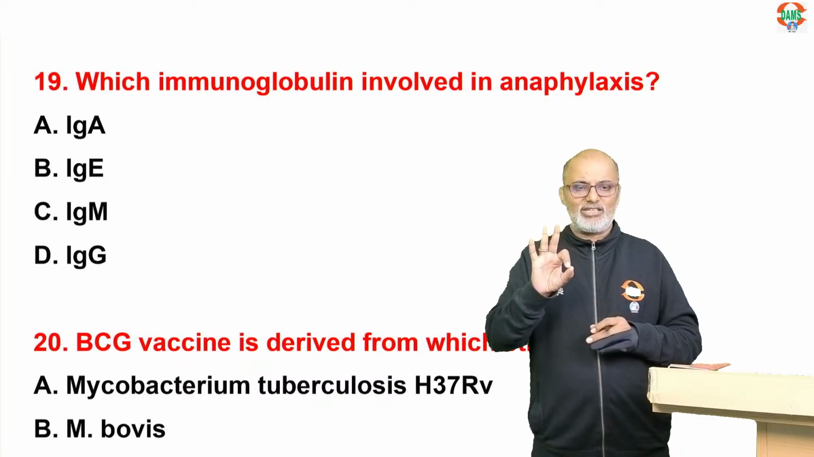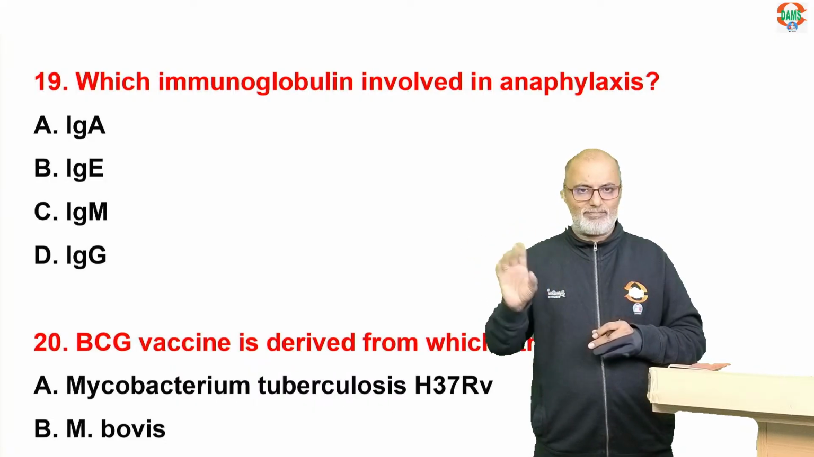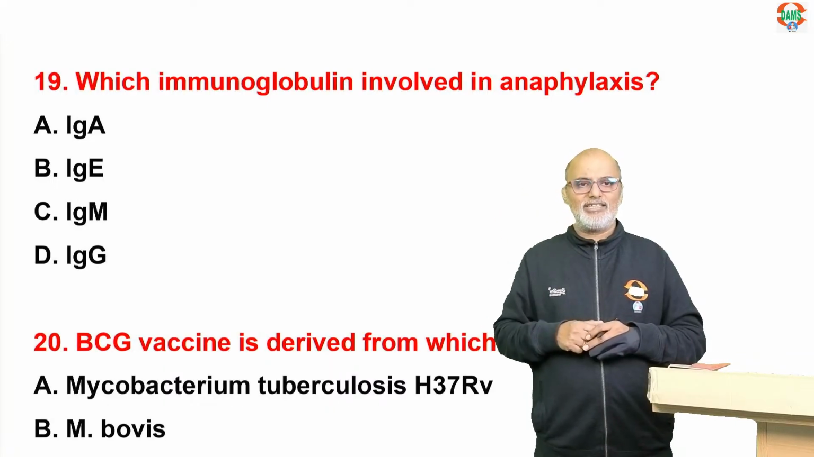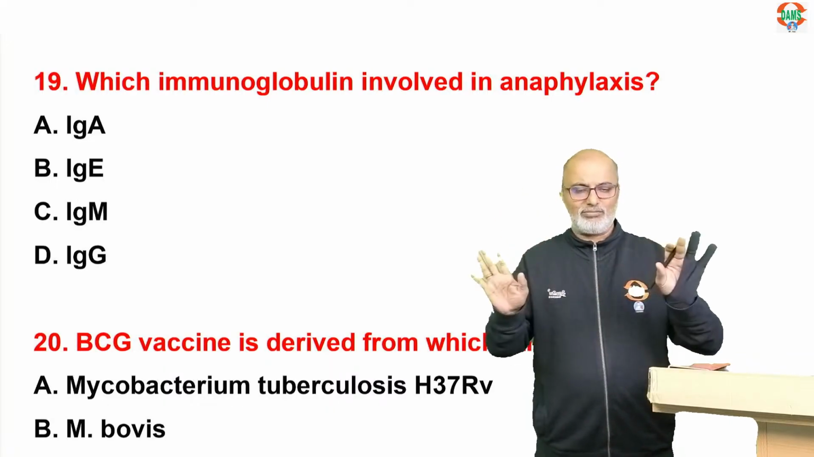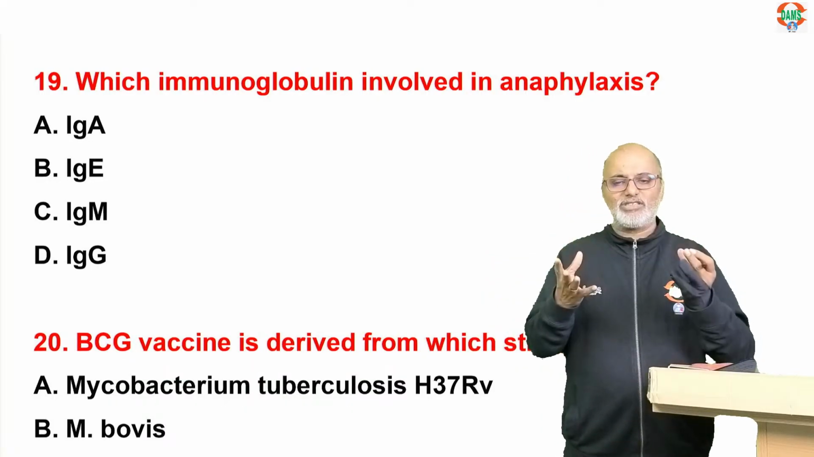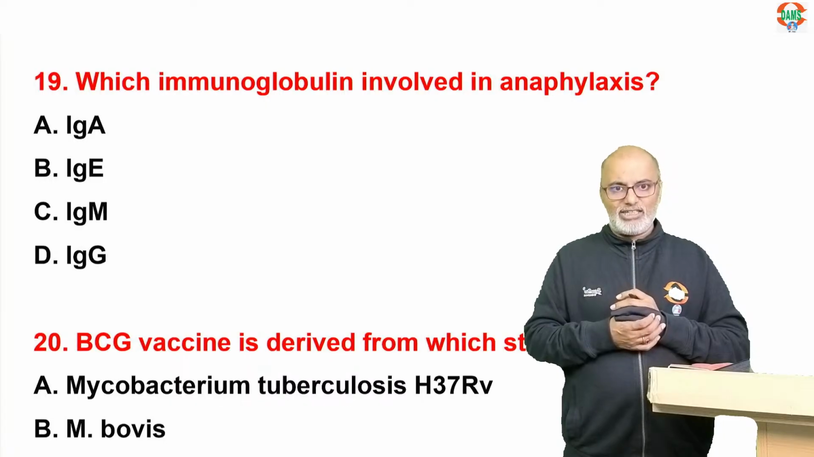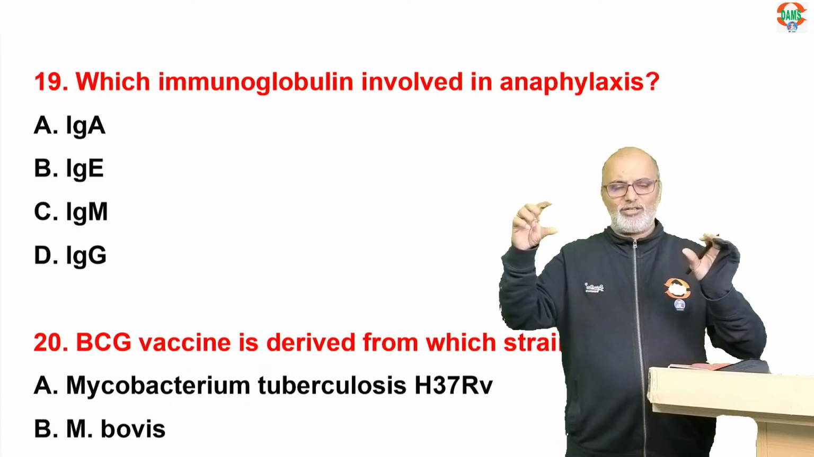Immunoglobulin structure. All immunoglobulins are monomers, except IgM, which is a pentamer, and secretory IgA, which is a dimer. That's all. When you teach immunoglobulin structure, that is the thing we used to teach first. They asked a question in INEET with a dimer picture of an immunoglobulin.